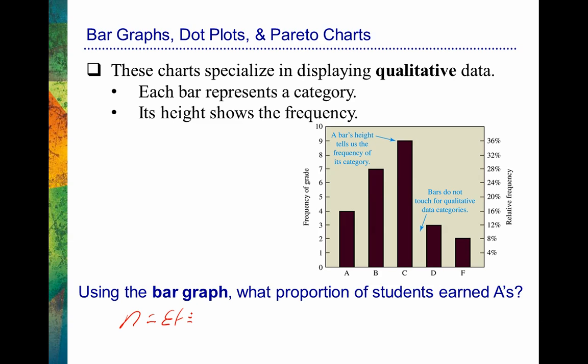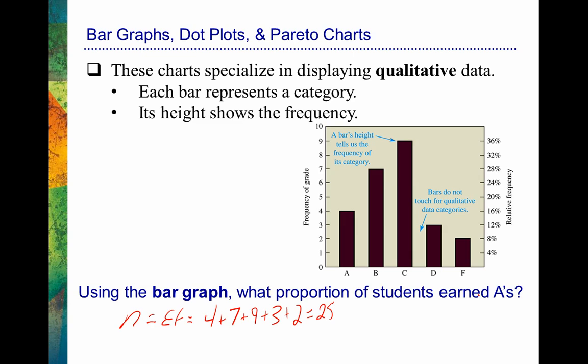So let's look at all the frequencies here. 4 people earned an A, and to that we'll add 7 people earned a B, 9 people earned a C, 3 people earned a D, and it looks like 2 people earned an F. That would give us an overall N, an overall sample size, the number of people we selected, of 11, 20, 23, 24, 25. So we have an N of 25. We know 25 people earned grades overall. There were 25 people that we measured.